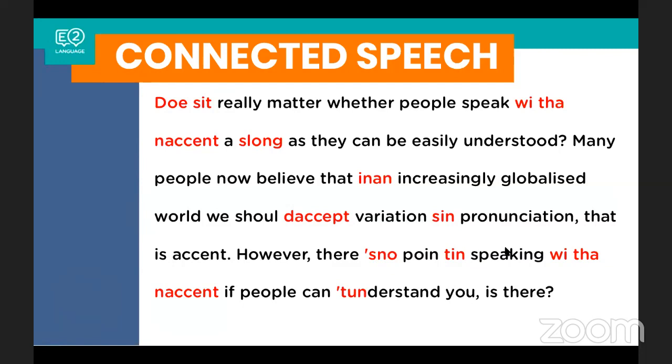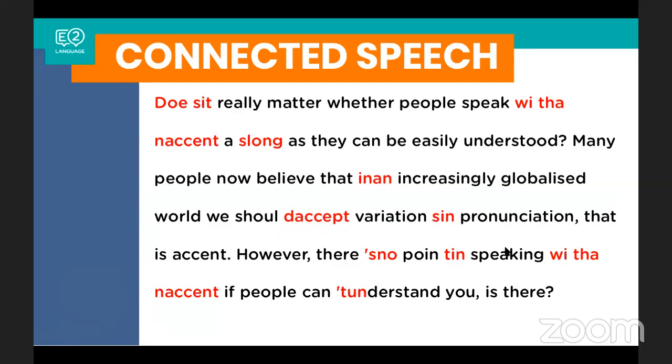Whoa, weird, right? So in fact, if we were to write English as it sounds, this is how we would write it. But we certainly don't. The written English looks very different to how it's spoken. So let me just read this one more time at a normal tempo and see if you can pick up on the connected speech elements.